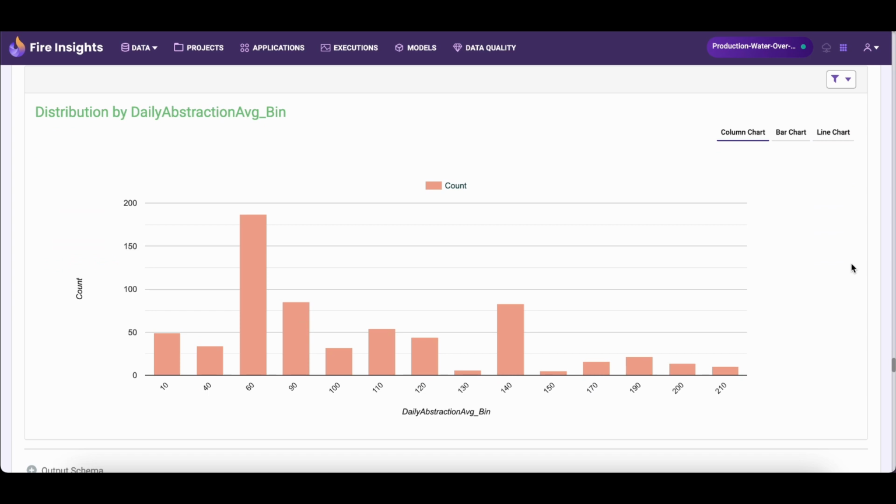Here we have the distribution by daily abstraction. The daily abstraction here, as we can see, spikes around 60 and 140. These are both important values that we should keep in mind in the future.